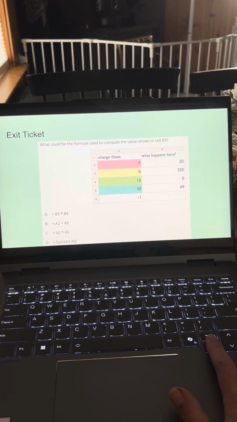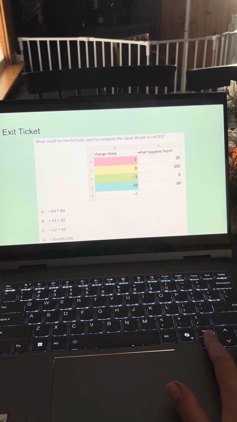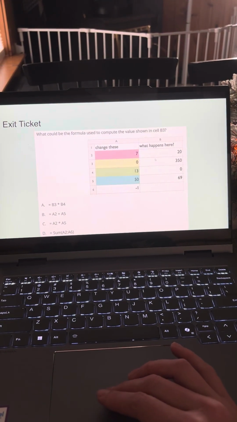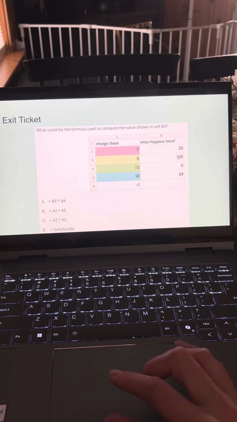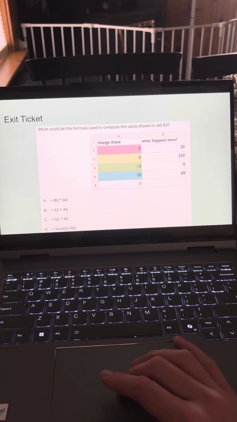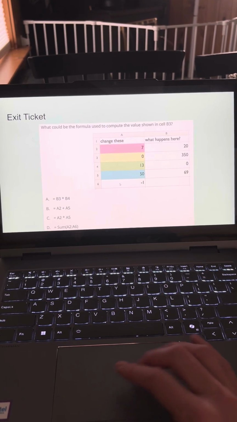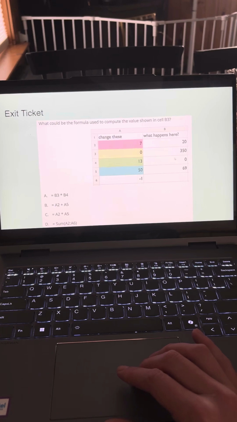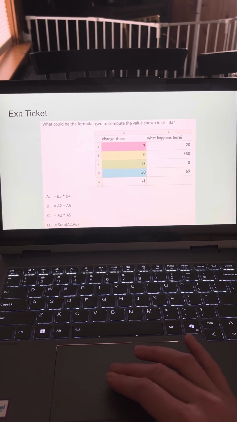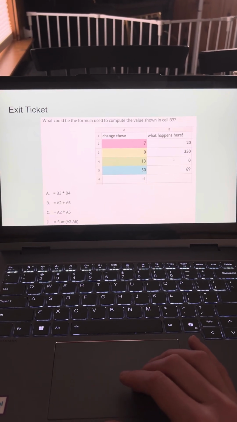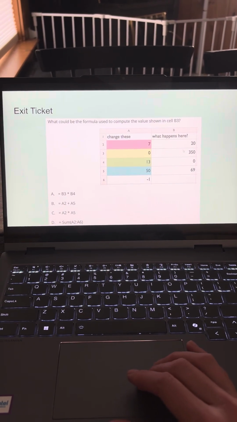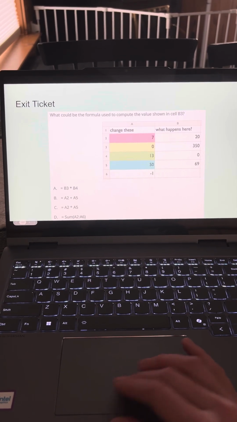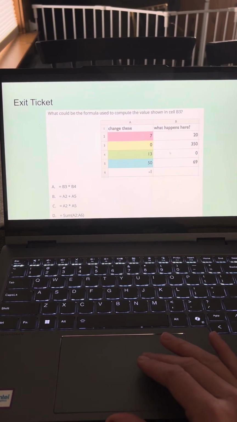And then the exit ticket: which formula can be used to complete the values shown in B3? So if I'm looking at B3, this value of 350, well, if I do B3 times B4... What could be the formula used to complete the value shown in cell B3? So B3 is this 350. Okay, formula A says B3, which is this one, times B4, which is this one.